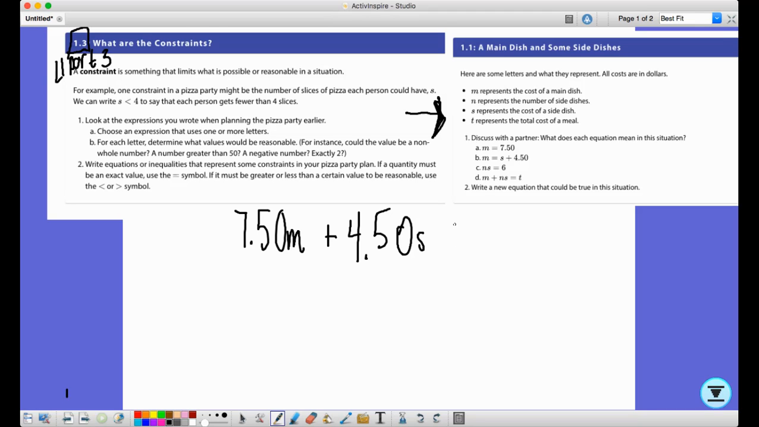Write an equation or inequality that represents some constraint in your pizza party. I'm going to say that if I only have $50 to spend, I can't spend more than $50 on my main dishes and my side dishes. So in this case, you would have to figure out what are the numbers and the amounts of main dishes and side dishes that you could buy without exceeding $50 because that's only how much I have to spend.